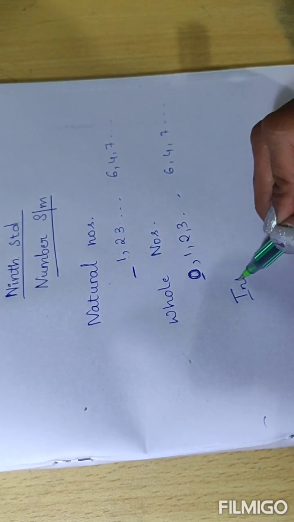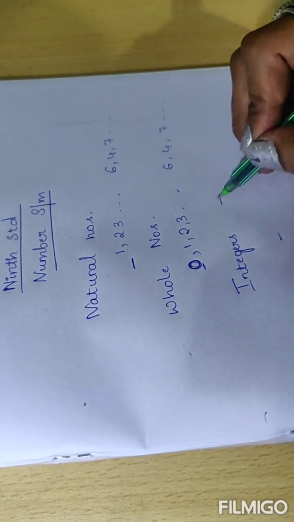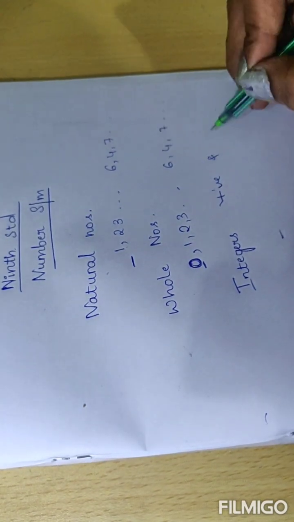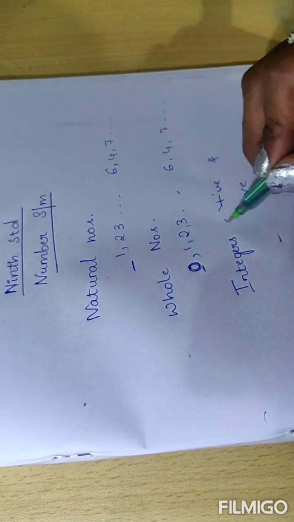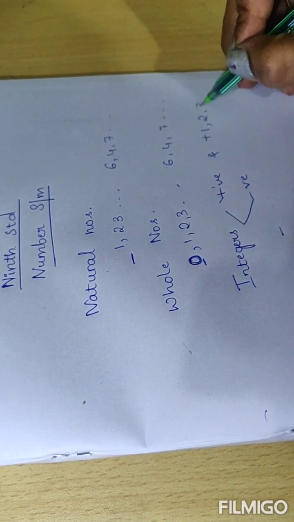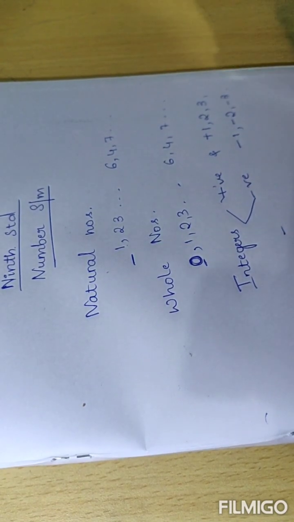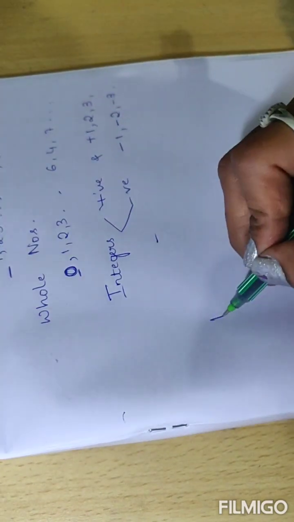Next we have integers. So what are integers? Integers are those numbers where we have both positive numbers and negative numbers. Two types, where you have positive 1, 2, 3, 4 and negative numbers also. Next we have rational numbers.